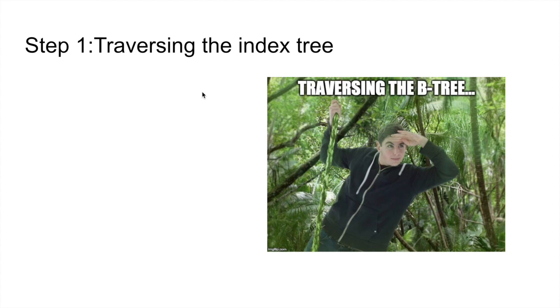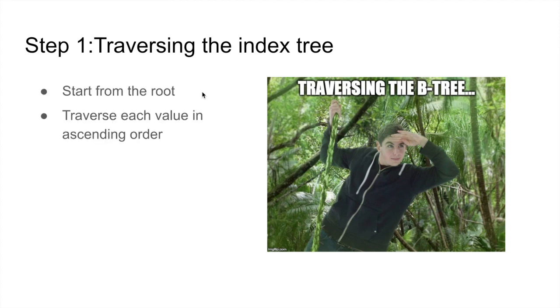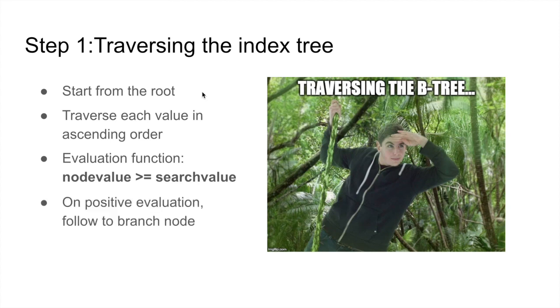What exactly happens when a lookup is traversing the index tree? Well, a lookup starts from the root, and then it goes over each value in the root node in ascending order, and it evaluates all of those values with the following function. Is the value in the node greater than or equal to the value that we're looking for? If so, then the lookup follows the reference to the next branch. And this happens until a leaf node is reached. Now this may all seem a bit abstract, so let's look at some examples to straighten this out.